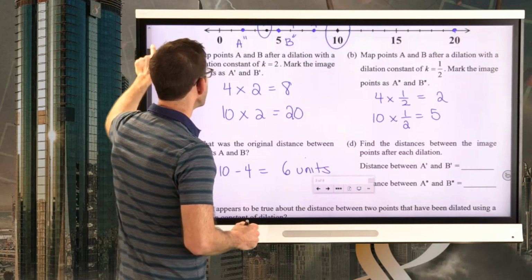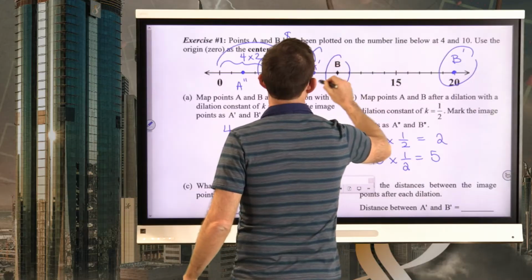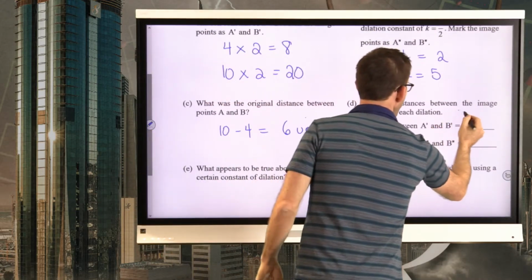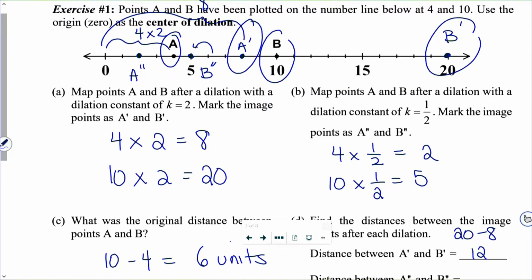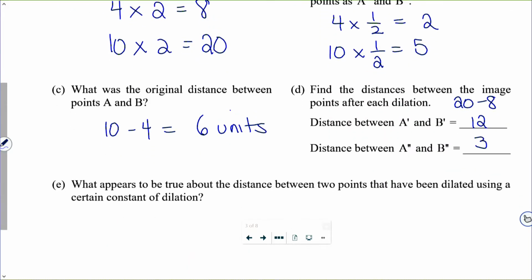So, what do we have? Here's B prime at 20. Here's A prime at 8. So the distance between B prime and A prime is 20 minus 8, which is equal to 12 units. Let's take a look at A double prime, B double prime. Here we've got 2 and 5. So those are 3 units.